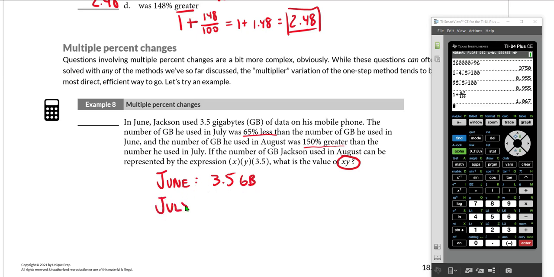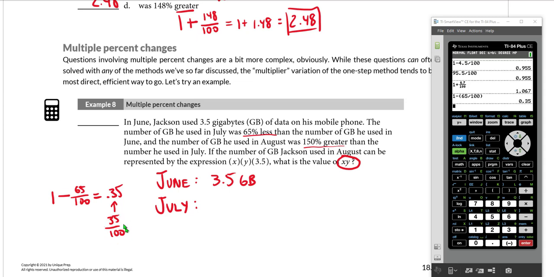In July, that number, 3.5, decreased by 65%, right? The number in July is 65% less than the number in June. Well, remember, a decrease of 65% means that we're taking 35% of the number, right? I'll write this over here. 1 minus 65 over 100 equals, so my multiplier is going to be 1 minus, in this case, I'll just use parentheses, 65 divided by 100, just showing you a bunch of different ways we can make these calculations. So my multiplier is 0.35, and again, remember 0.35 is 35 over 100.